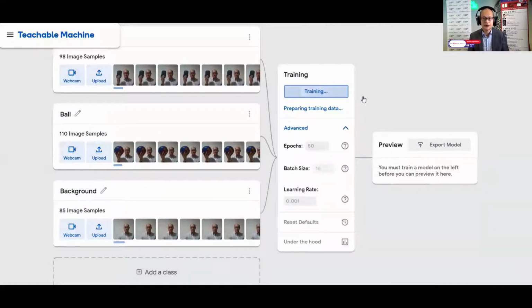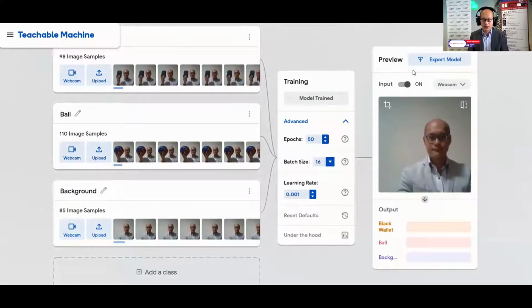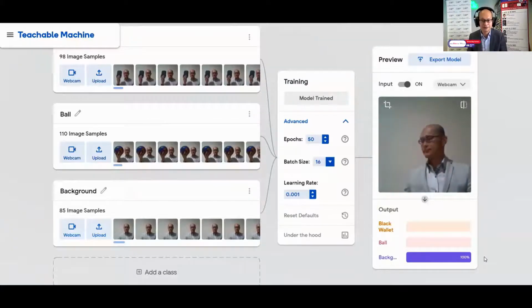I train the model once again. And after the model has been trained, you will then see that when I'm not holding up anything, it's showing up as the background. When I'm holding up the black wallet, it's now showing the black wallet. When I'm holding up the ball, it's now showing the ball.